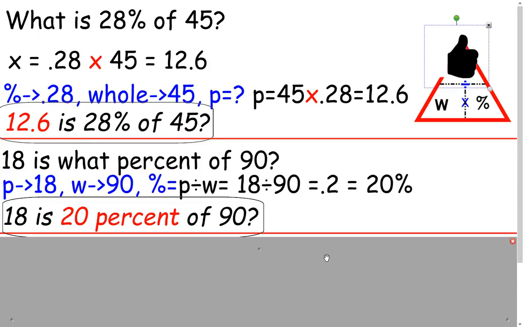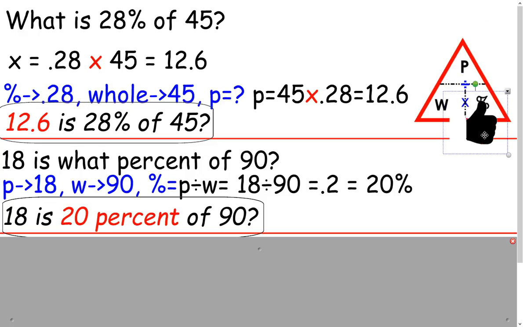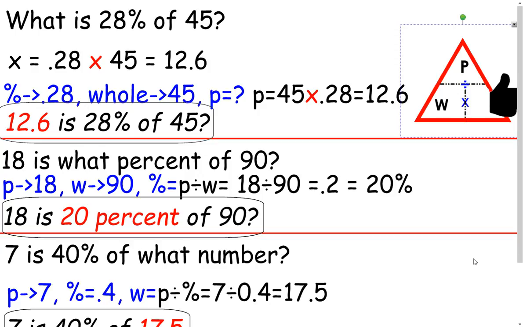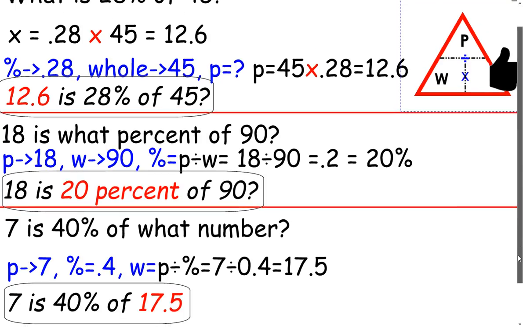Okay? 18 is what percent of 90? 18 is what percent? Covering this part up. So it's part divided by whole, and I get 20%. The last one says 7 is 40% of what number? I'm going to cover up my whole number. That's what I want. 7 divided by 0.4, and I get 17.5.